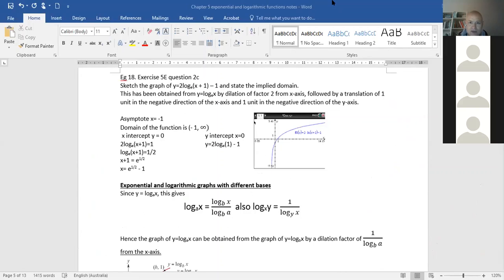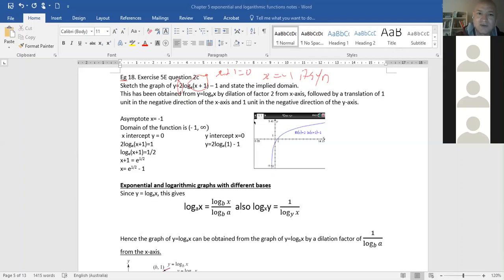It says sketch the graph of y equals 2 log e of (x plus 1) minus 1 and state the implied domain. Okay, so we can quickly see here that the asymptote is going to be at x plus 1 equal to 0. So when we put x plus 1 equals 0, we're going to get x equals negative 1. So there's our asymptote.